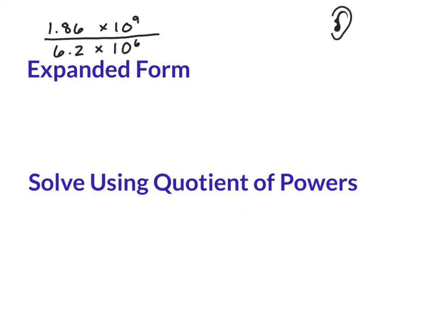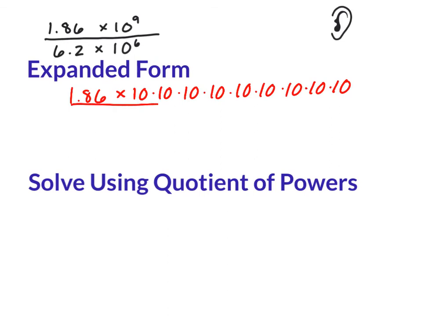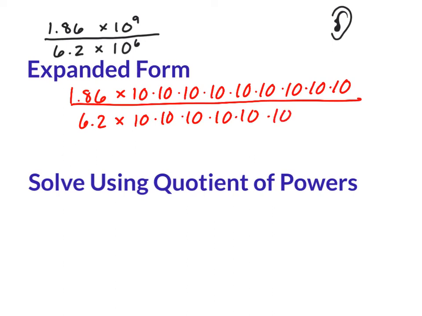It's time to take a look at a more difficult problem. So first I'm going to write this in expanded form. So if I have 1 86/100 times 10 to the power of 9, that's 10 multiplied as a factor 9 times. So 10 times 10 times 10 times 10 times 10 times 10 times 10 times 10 times 10 again. All divided by 6.2 times 10 multiplied as a factor 6 times. So 10 times 10 times 10 times 10 times 10 times 10.